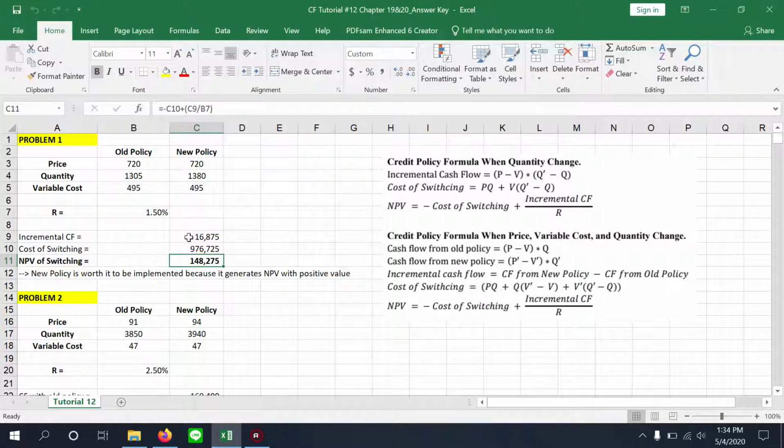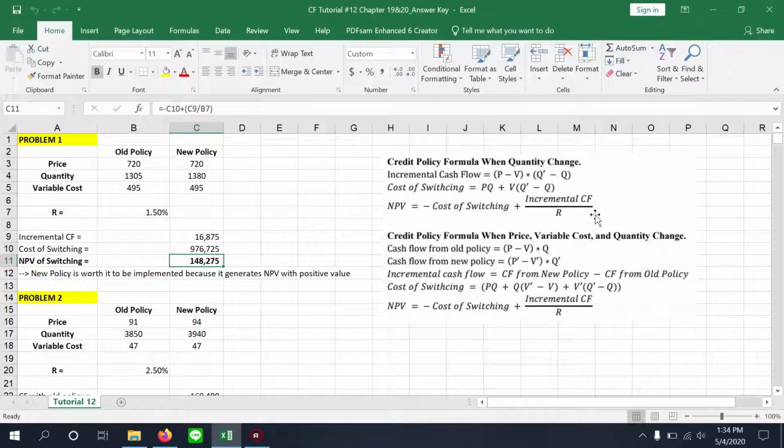And you see here we need to find an NPV. The reason is that we want to find anything that adds value to the company. And you can see in the formula here, incremental cash flow is divided by R, or the return, meaning this is a perpetuity, not an annuity.